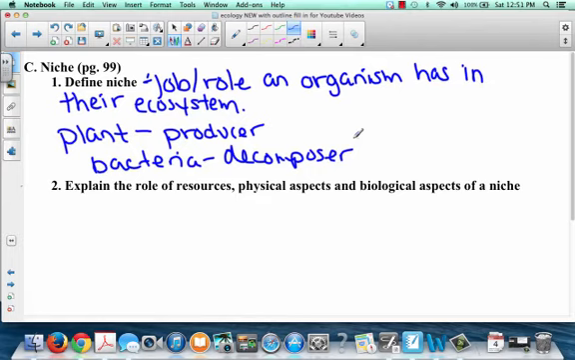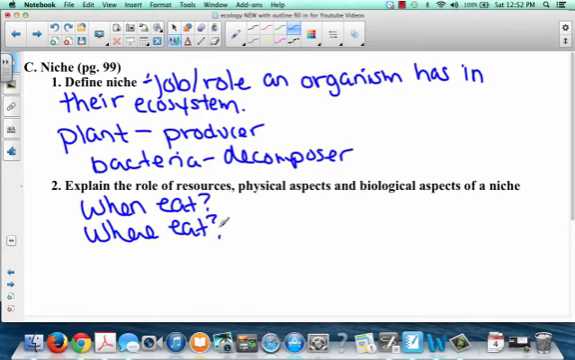And so there's different things that control a niche. So if you look at number 2, explain the role of resources, physical aspects, and biological aspects of a niche. Okay? Your niche is controlled by when you eat. Are you a bat that eats insects at night? Are you a bird that eats those same insects during the day? Where do you eat?